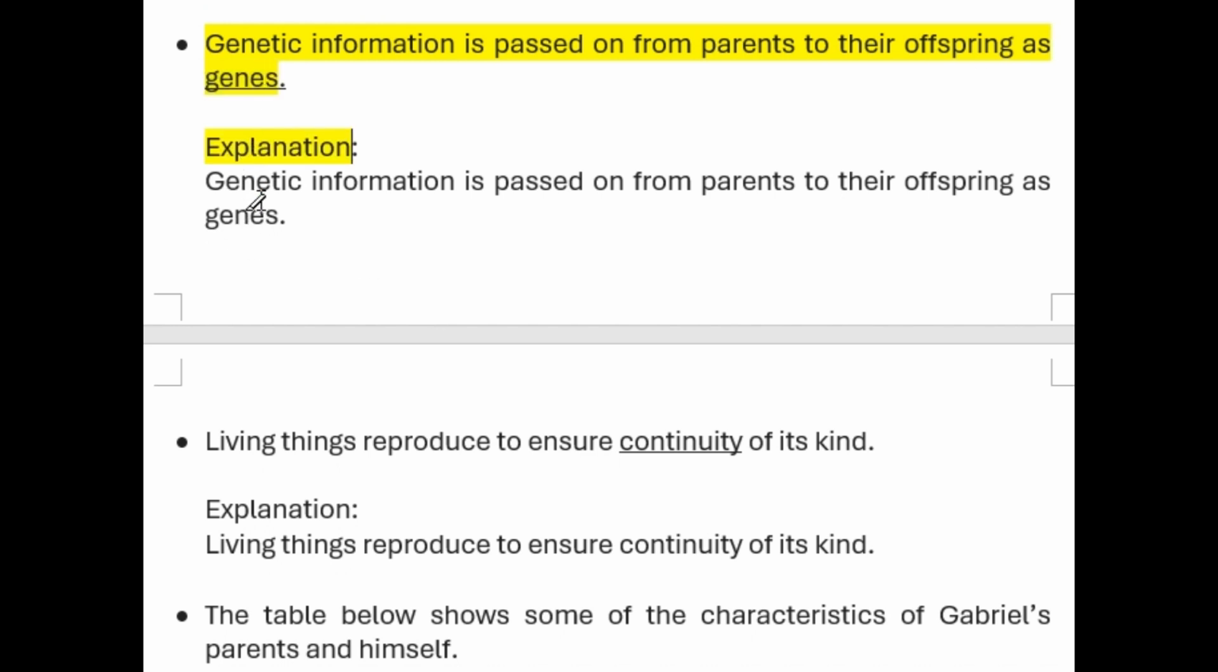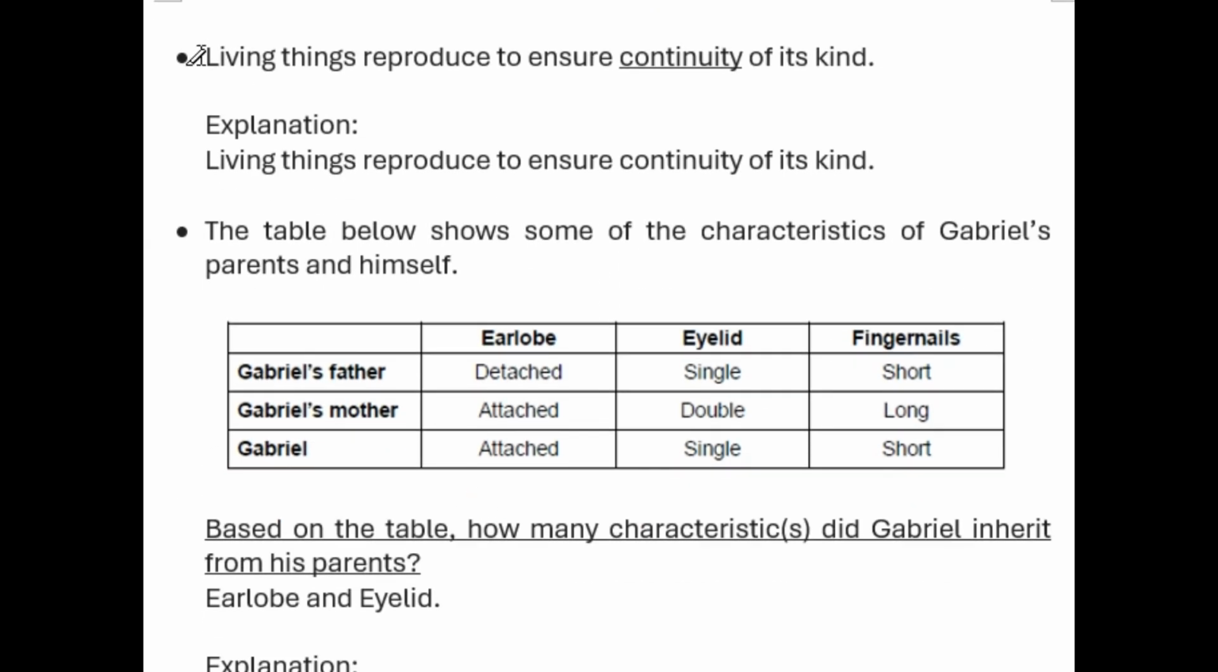Genetic information is passed on from parents to their offspring as genes. Living things reproduce to ensure continuity of its kind.